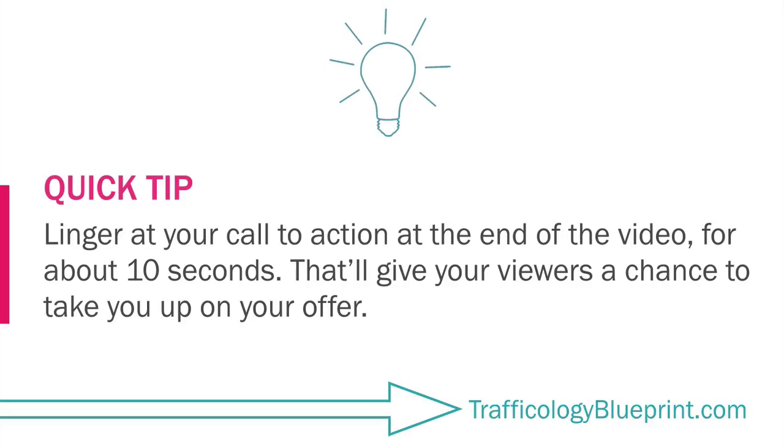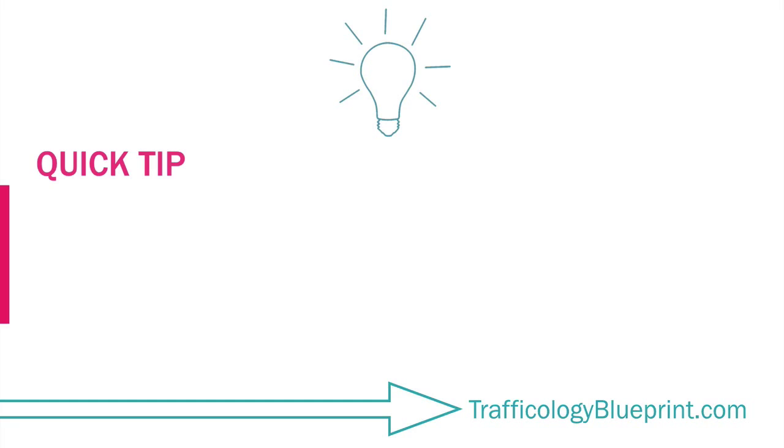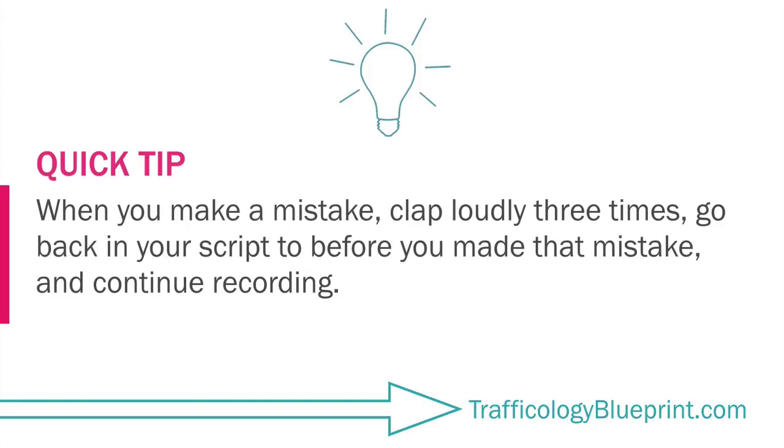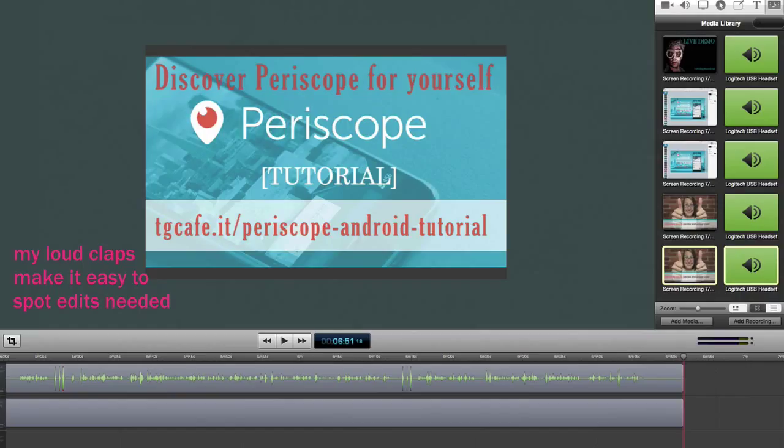That'll give your viewers a chance to take you up on your offer. Make it easy on them to click on the link by adding a YouTube annotation. Another quick tip I showed you during this video recording. When you make a mistake, clap loudly 3 times, or whatever number of times you want. Go back in your script to before you made that mistake, and then continue recording. It's easier to edit out those mistakes than re-record the video again and again and again. For instance, you can see what it looks like in my ScreenFlow recording of this video.